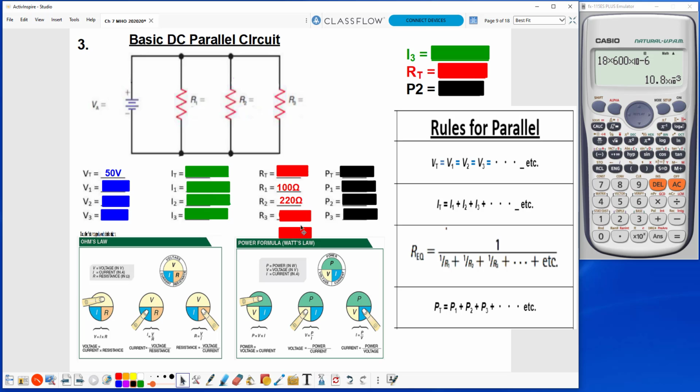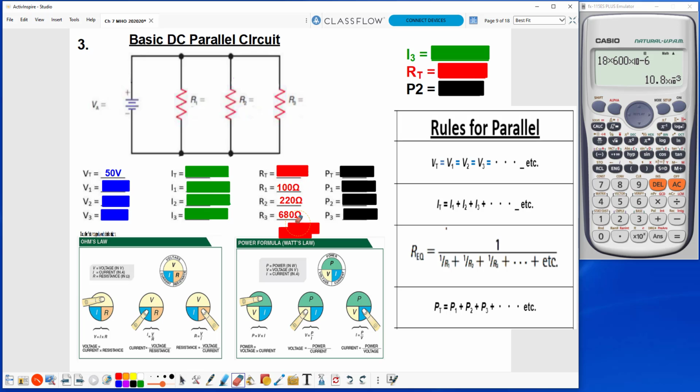So I have all my resistances. It's a basic DC parallel, so every time it's a basic, you'll get all three resistors. Alright, so the first thing I want to do is find RT. I'm going to do that by using the reciprocal formula shown here. Sometimes it says REQ, sometimes it says RT. On different books, different people say it different ways, but REQ and RT are used interchangeably.